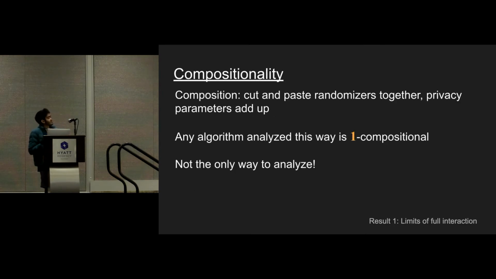So what is compositionality? Well, remember when we talked about the composition of privacy guarantees. Composition is where you cut and paste these randomizers together, and the privacy parameters for each randomizer are going to add up in that nice way we saw. So any algorithm where you analyze it by just adding up the privacy parameters is going to be compositional. But the important point is that that's not the only way to analyze an algorithm.